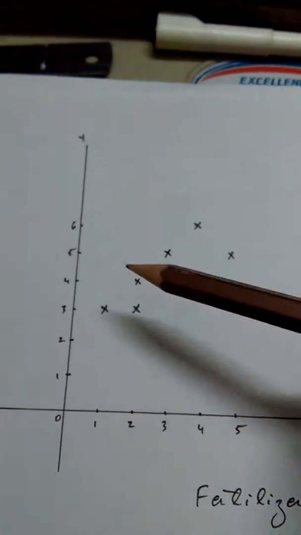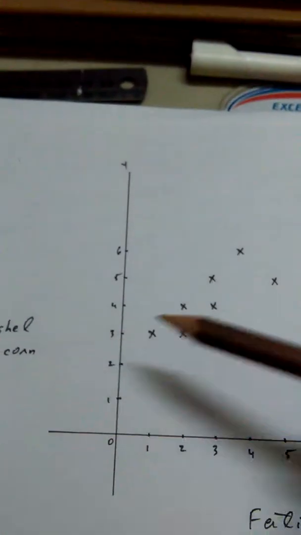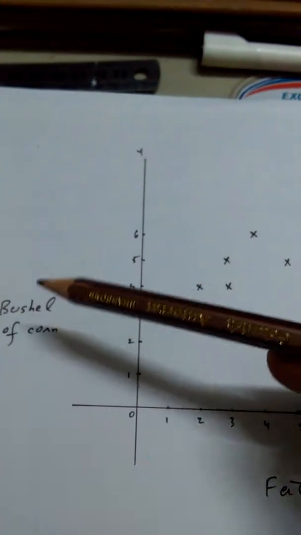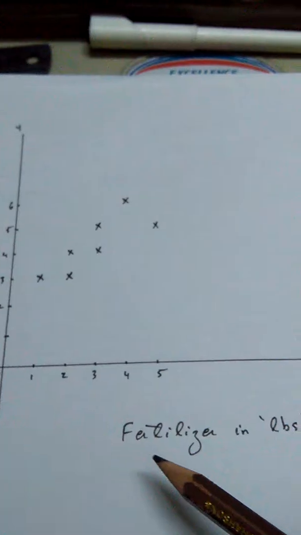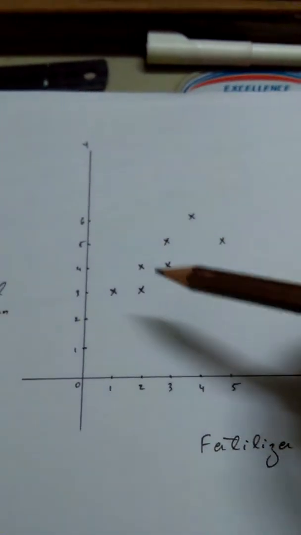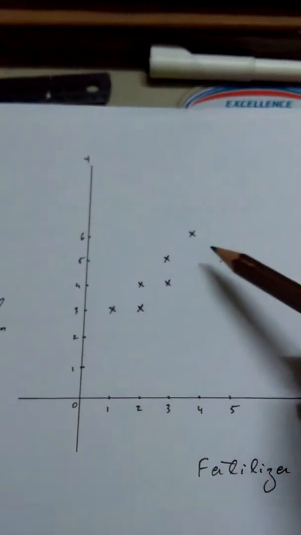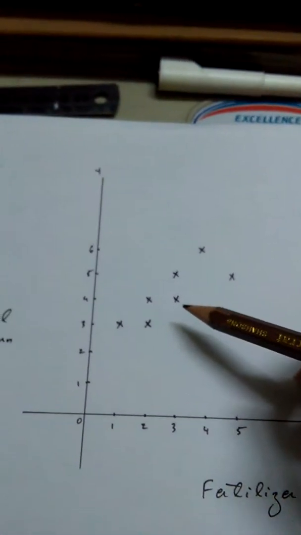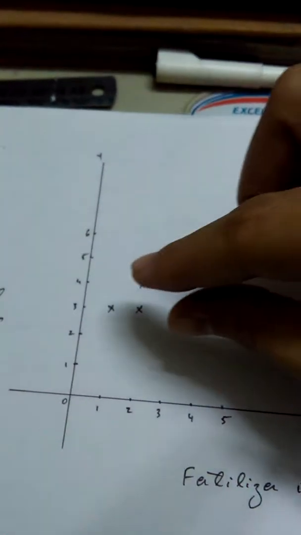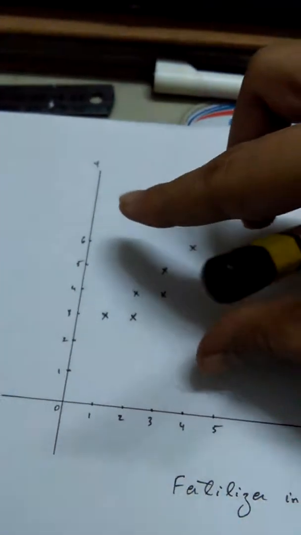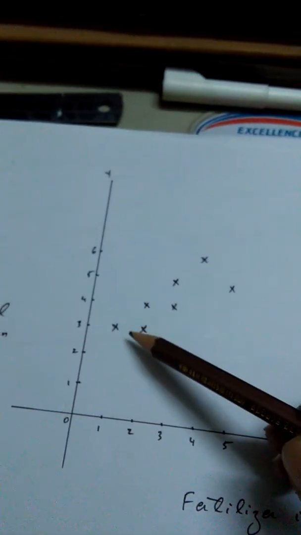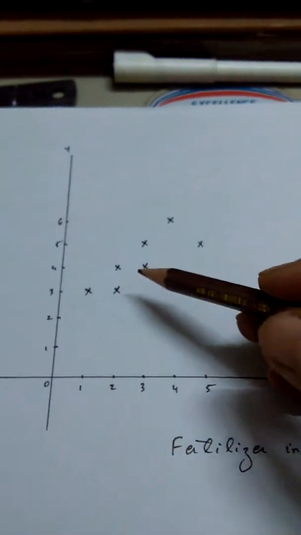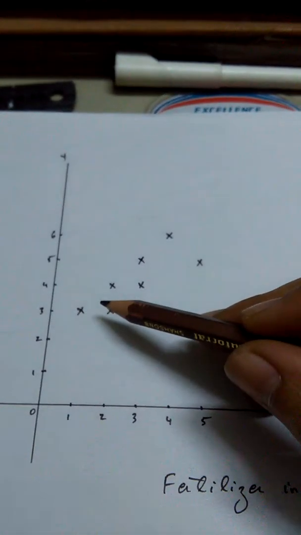So here I've just drawn the scatter plot of the given set of data, representing the bushels of corn produced by using a particular amount of fertilizer in pounds. You can see that this scatter plot comprises 7 readings. You can see that you have quite a concentrated band, and it is not very broad, and it is moving uphill to the right.